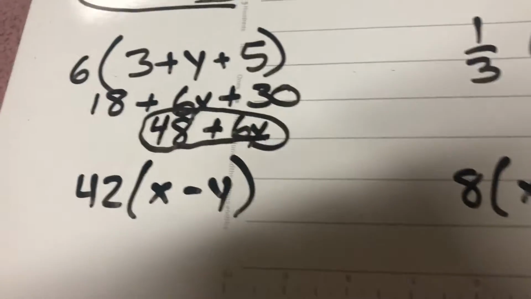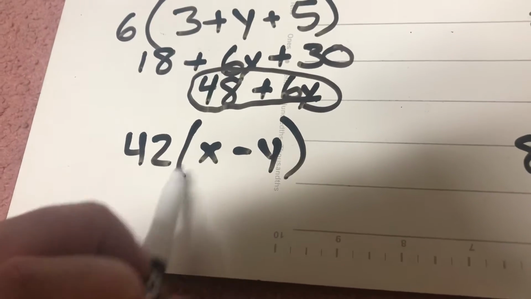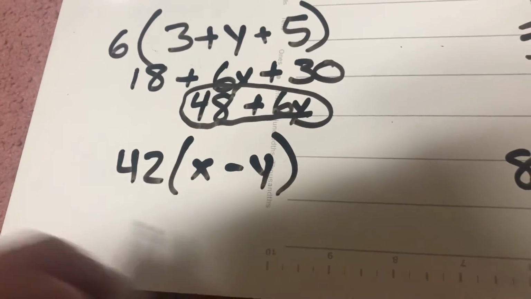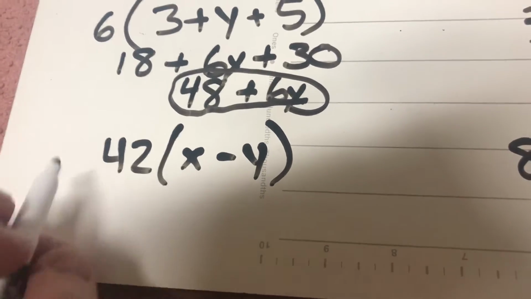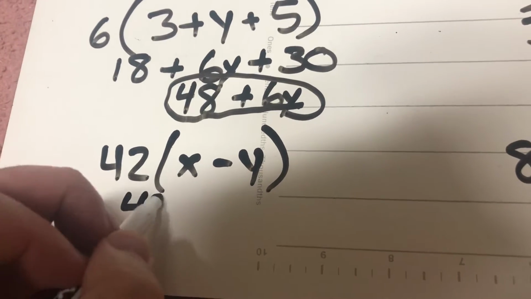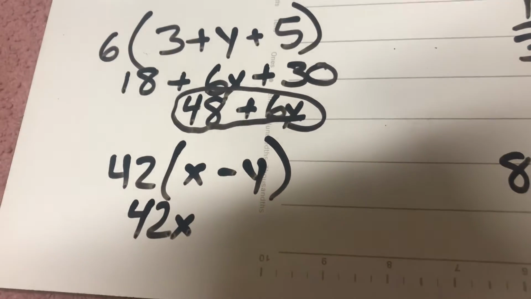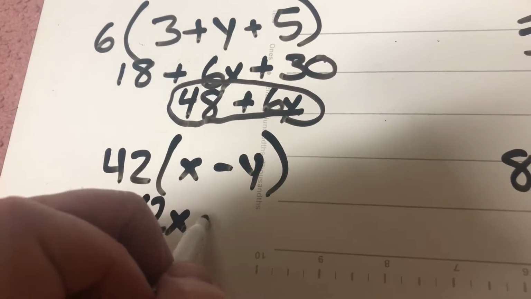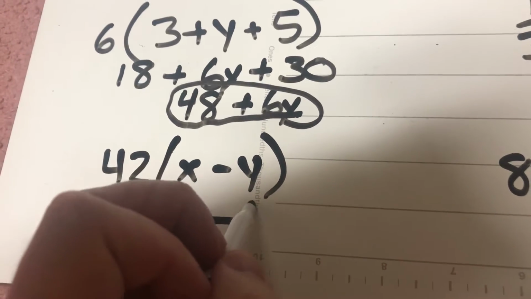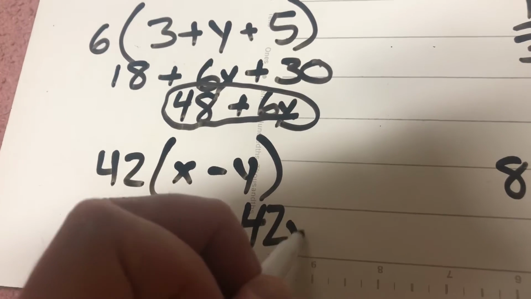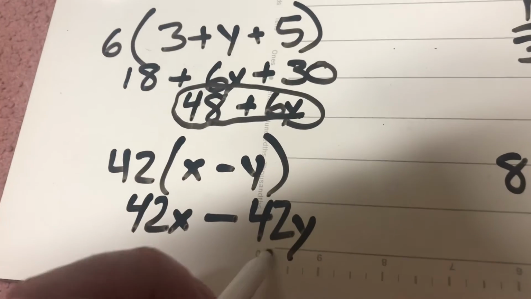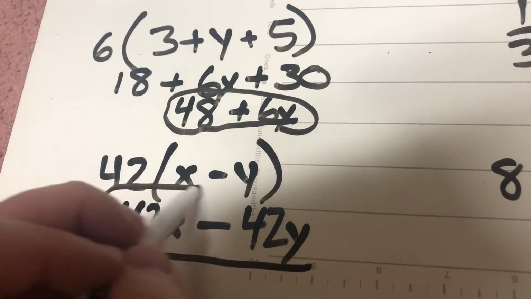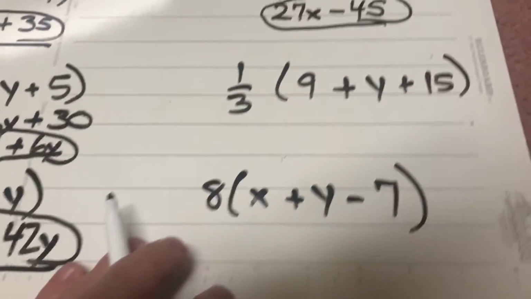All right, let's roll down to this one. 42 times x minus y in parentheses. Well, I think 42 times x, that's just going to be 42x. Then it's a minus y. That's a positive and a negative, so that's a minus. 42 times y is 42y. My final answer, 42x minus 42y.